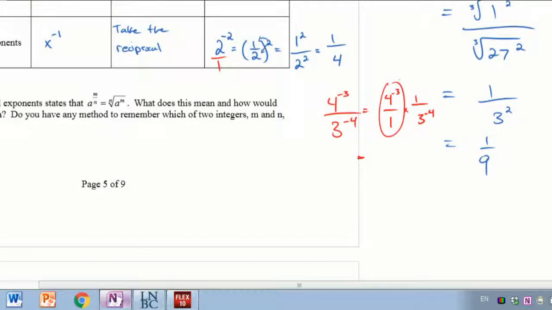I have a negative exponent, so I'm going to flip this thing. Instead of 4 over 1, I'm going to get 1 over 4 to the positive 3 now. And then I'm going to multiply that by, same deal here, 3 over 1 to the positive 4. So I've just flipped it. If I multiply these things back together, I would get 3 to the 4 over 4 to the 3.